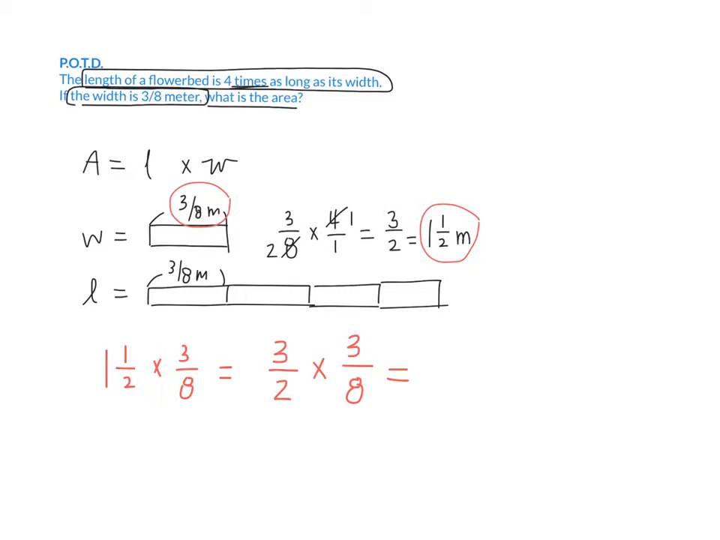Do you agree? So let's multiply. What's 3 times 3? What's 2 times 8? So the answer is 9/16. That's half the answer. What should my units be? Square meters. Very good.